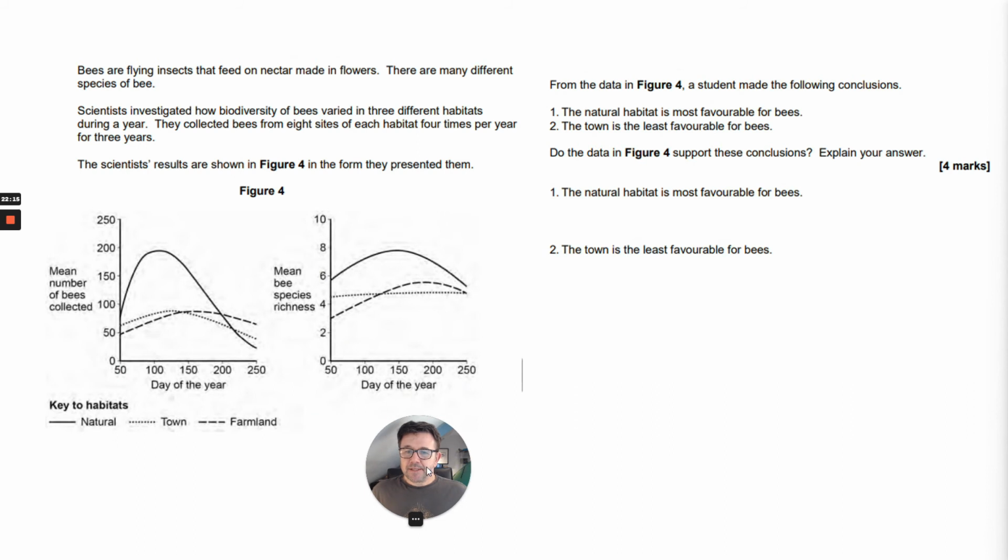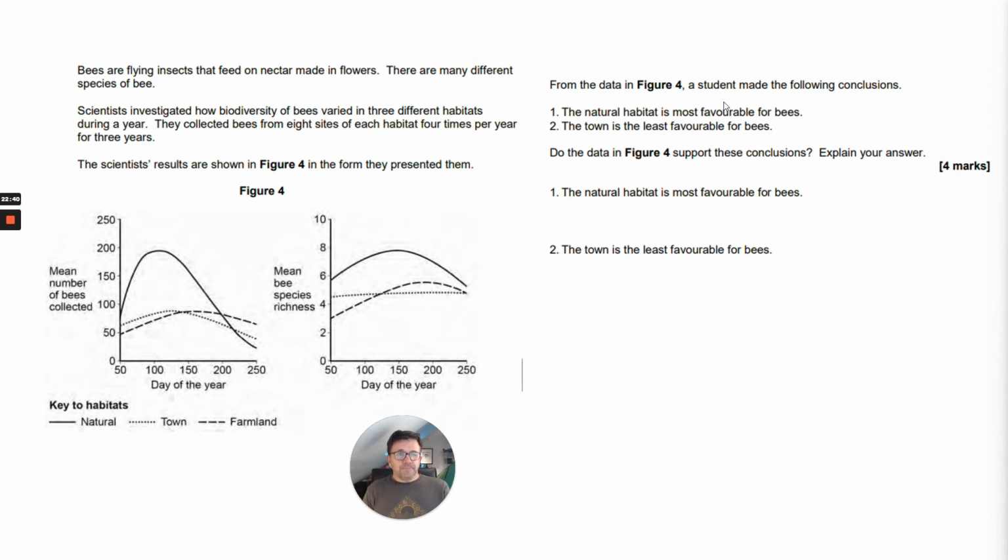Right, here is another good question. Okay, it's about bees this time. So it talks about different species of bees. You've got natural, town and farmland, mean number of bees collected, mean bee species richness. So this is about the biodiversity of bees. So again, spec check, this is about bees, well, not just bees, about biodiversity and also species richness.